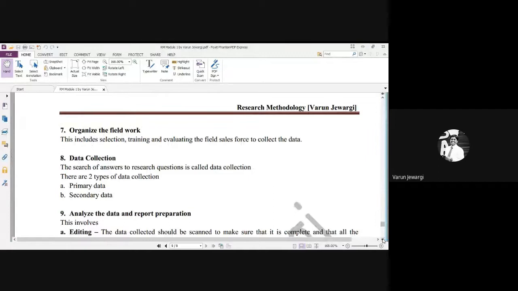The next is organize the field work. In research, the researcher has to conduct field work. This includes selection, training, and evaluating the field sales force to collect the data. So here, the researcher should conduct field work, go to various outlets, go to various customers, and ask them to do a survey. The researcher will conduct a survey. He will be asking various questions with regard to the topic he has selected.